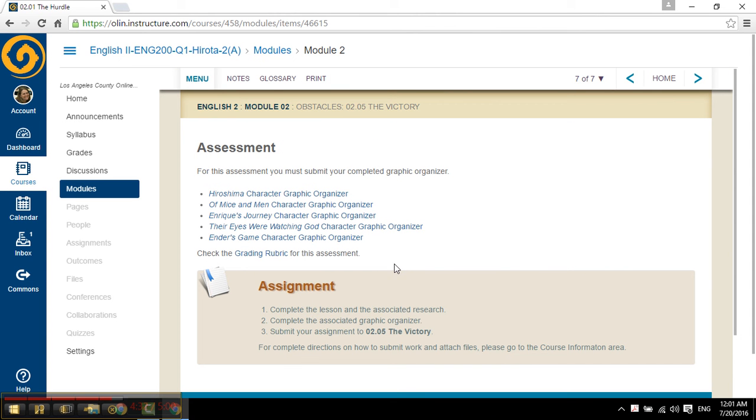And then you're going to submit your completed graphic organizer because now you're done reading the novel, and so you will answer all the questions at the bottom. And for this module, that's the only thing due. There's nothing else. So you're going to submit the completed graphic organizer, and you are now done with your book. Congratulations. That was a lot of work, and you did it. Let me know if you have any questions.